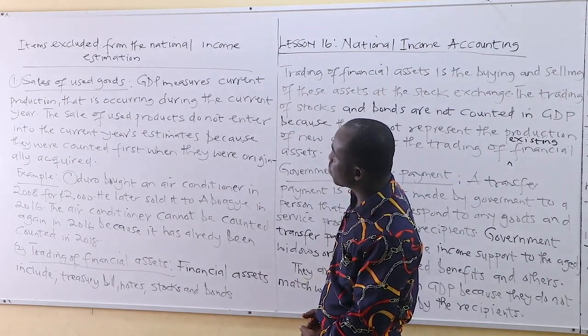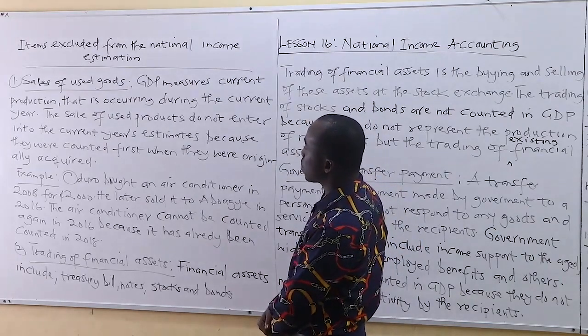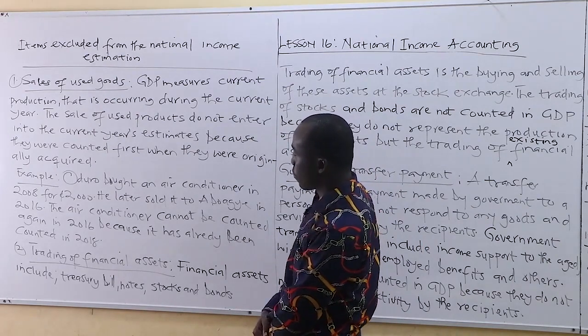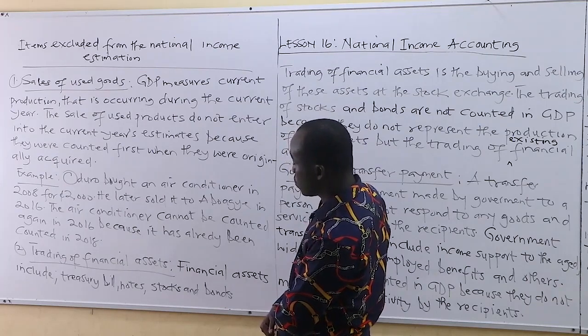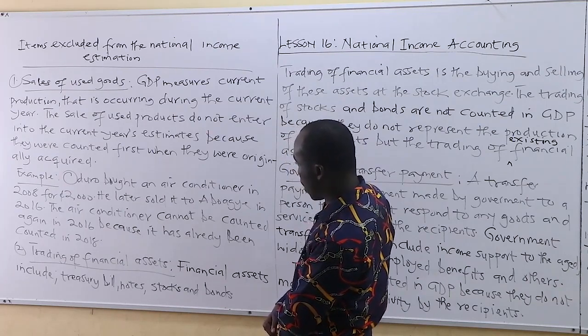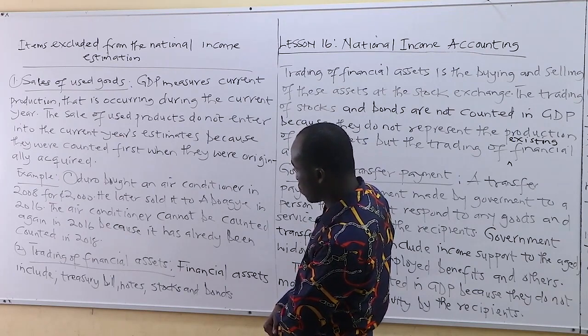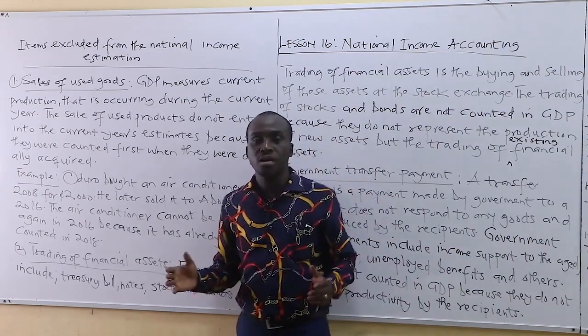The sale of used products does not enter into the current year's estimation because they were counted first when they were originally acquired. For example, Odro bought an air conditioner in 2008 for 2000. He later sold it to Abuaje in 2016. The air conditioner cannot be counted again in 2016 because it has already been counted in 2008. So what are we saying?